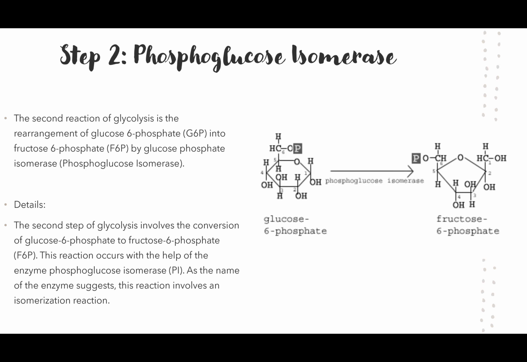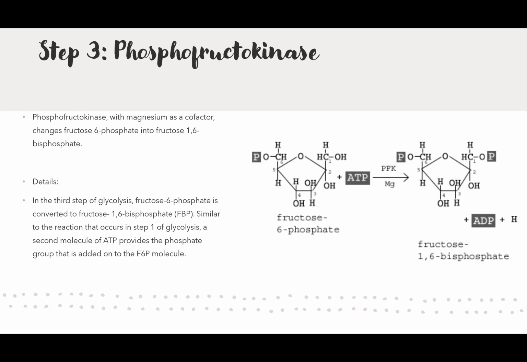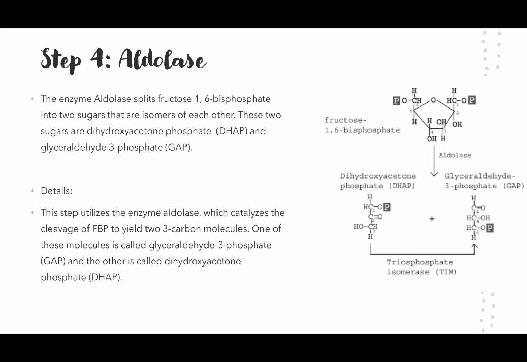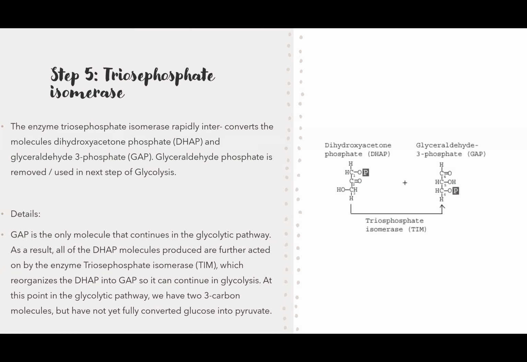Then we're gonna have phosphoglucose isomerase changing the glucose 6-phosphate into fructose 6-phosphate. Then we're gonna have phosphofructokinase changing our fructose 6-phosphate into fructose 1,6-bisphosphate, and then we're gonna end up with aldolase, right? Actually breaking the fructose 1,6-bisphosphate into dihydroxyacetone phosphate and glyceraldehyde 3-phosphate, and then triose phosphate isomerase is gonna change our dihydroxyacetone phosphate into glyceraldehyde 3-phosphate, and now we end up with 2 glyceraldehyde 3-phosphate molecules.